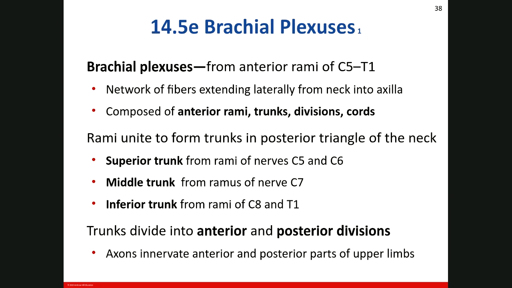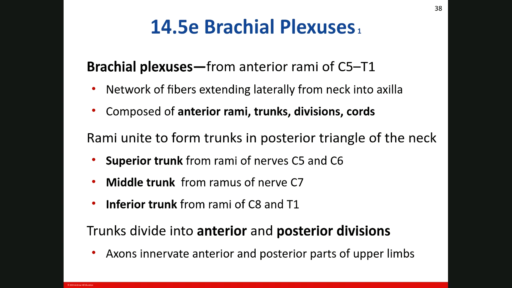The other plexus which we have is called the brachial plexus. It's the anterior rami of C5 to T1, and it can innervate our neck and axillary region. This brachial plexus has three different trunks: superior, middle, and inferior trunk. This plexus can innervate the anterior and posterior parts of our upper limbs too.